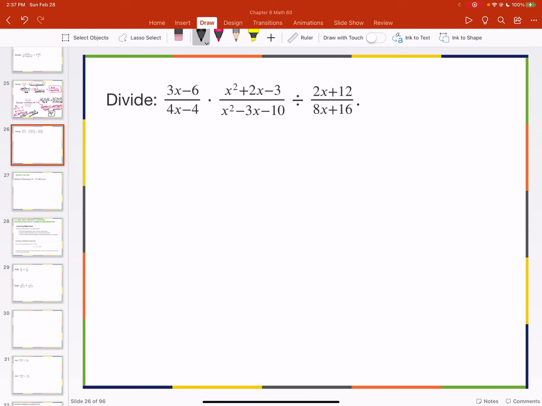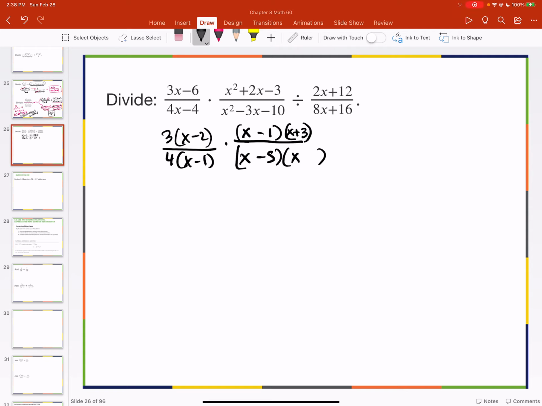Last one, it looks kind of crazy, but it's not. Just factor, and then cancel out. So let's go through it. GCF, 3x minus 2. Denominator, 4x minus 1 times this here. What are the factors of -3 that combine to become positive 2? So that would be minus 1 plus 3. And then on the bottom, what are the factors of -10 that combine to become -3? So minus 5 plus 2.